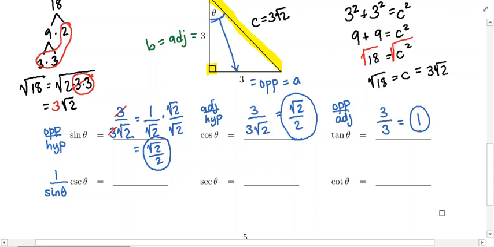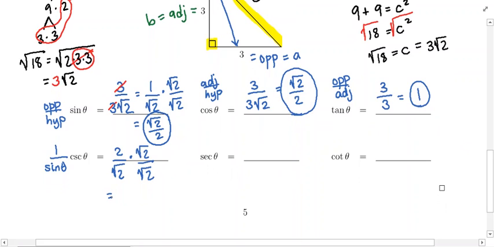You can go back to initial setup if you want. Initial setup might be a little complicated, so if you want to go back and try to do it from there, that's fine. Or you can just flip the final answer and rationalize the denominator. So if we flip the sine, we're going to get 2 over the square root of 2. We've got to rationalize the denominator, so multiply both by the square root of 2 over the square root of 2. Multiply across the top and the bottom.